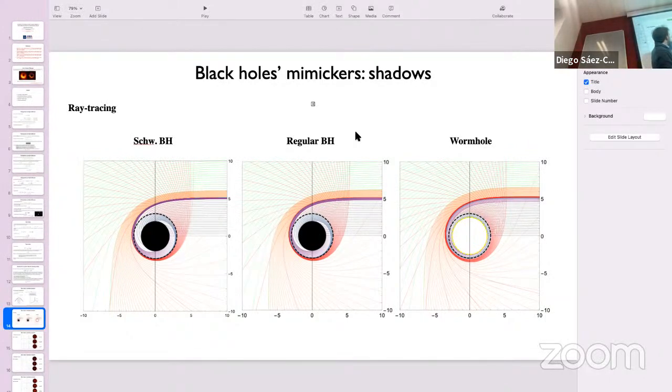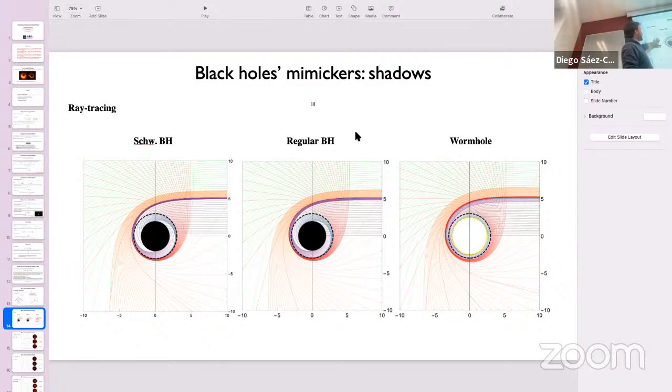And then the purple is the so-called inner shadow, from photons corresponding to impact parameters that correspond to a minimum radius with respect to the central object that is closer to the central object than the circular orbit.